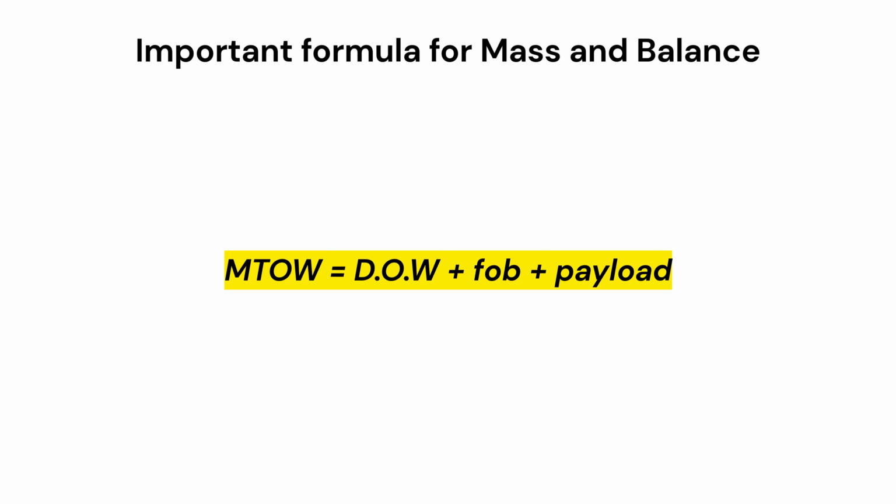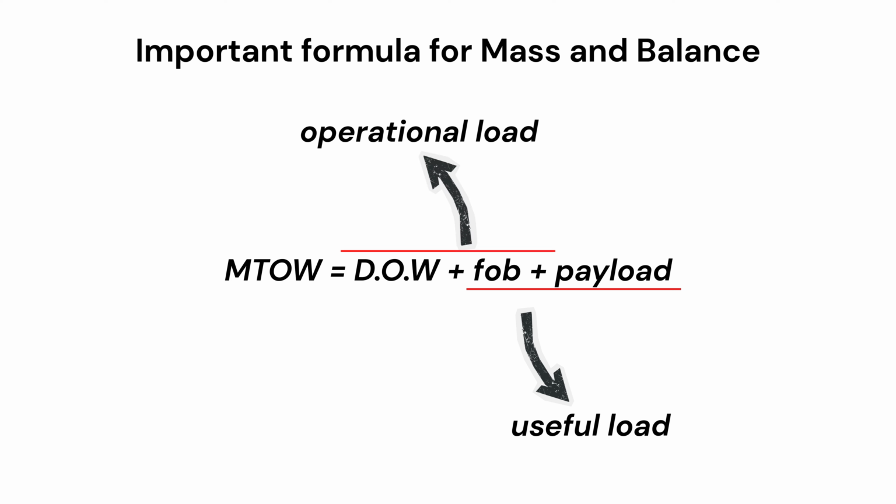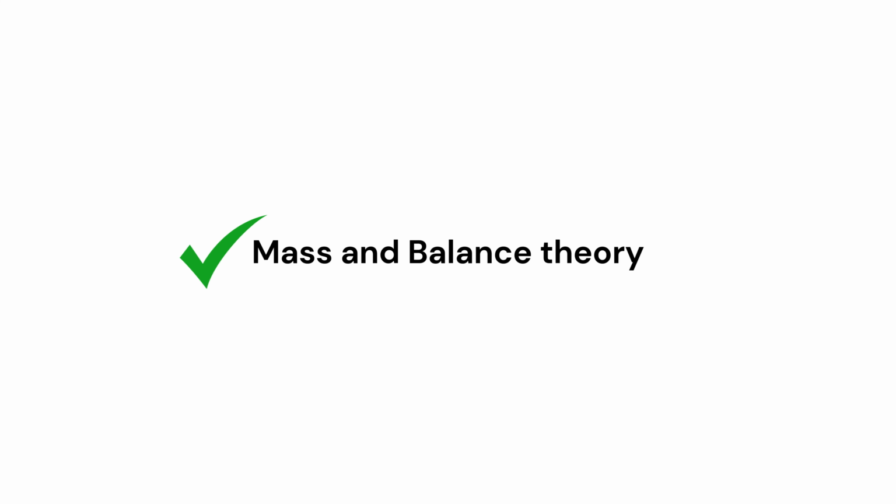Also remember these important formulas for your exams. MTOW equals TOW plus fuel on board plus payload. This part of the formula where it says fuel on board plus payload is known as useful load. That's what creates money for the airline. A trick to remember. DOW plus fuel on board is called operating weight because DOW is basically aircraft ready for service. And when you add fuel to it, you can start operating. That covers all the theory needed for mass and balance.